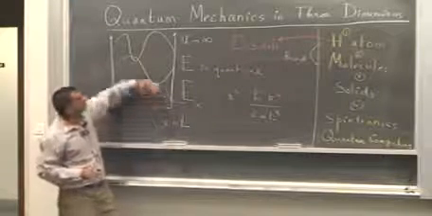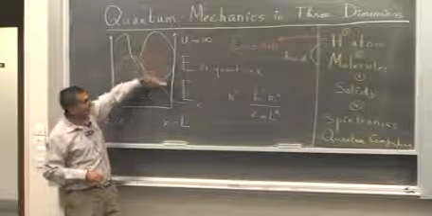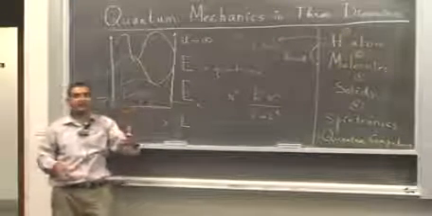This is the ground state. It can go to the first excited state, to the second excited state. If it makes transitions between states, it absorbs or emits photons.